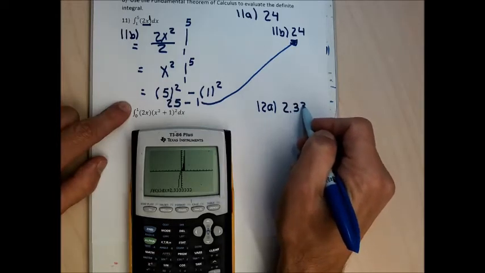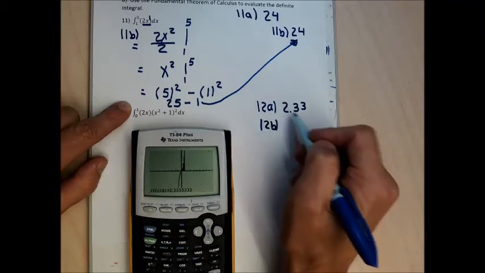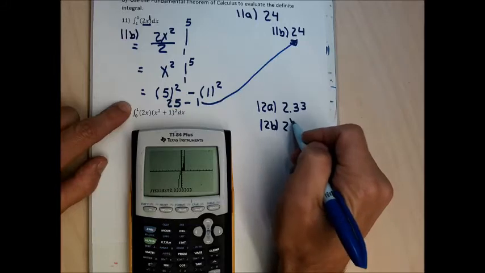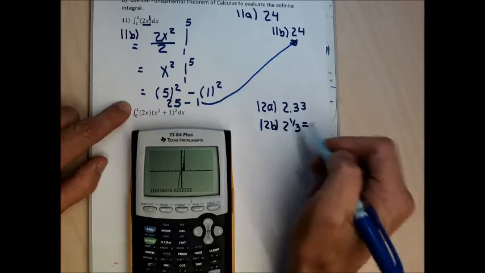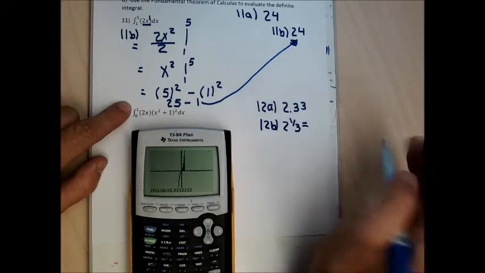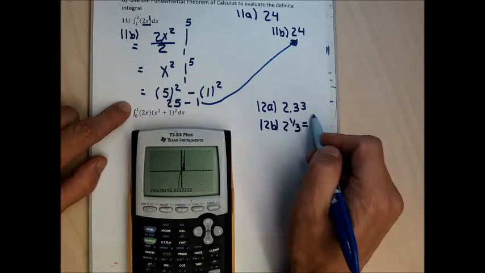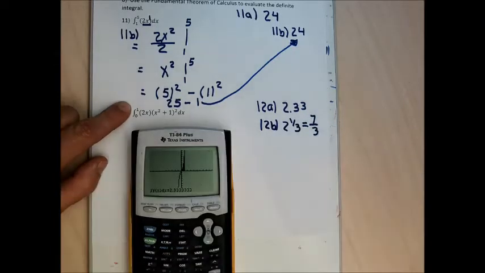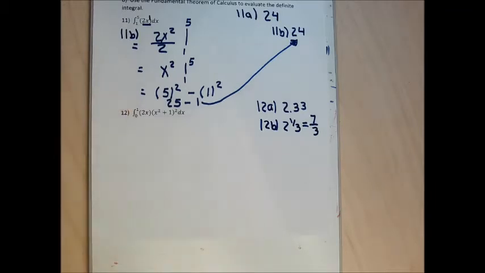When I go to do 12b, if I know that 0.33 is 1/3, 0.33 repeating, I'd expect to get 2 1/3, and to change that 2 1/3 into an improper fraction, I'd multiply the 3 by 2, get 6, and add 1 and get 7. My hope is I get 7/3 for an answer when I do part B of number 12.